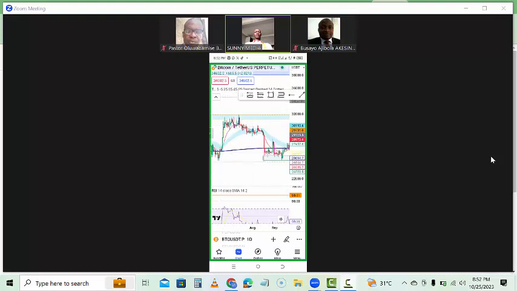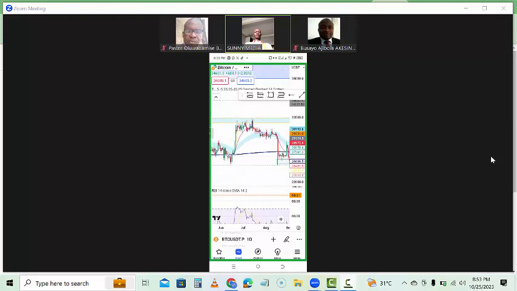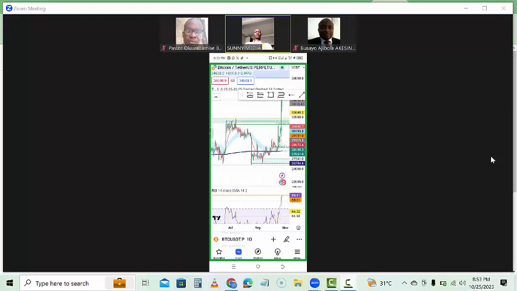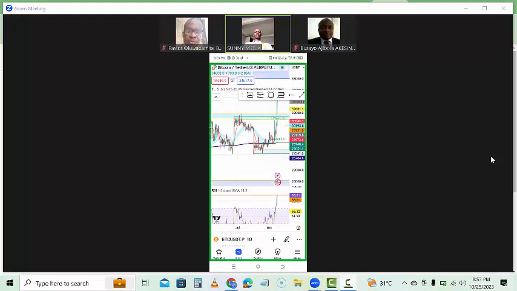The same scenario also happened at this particular zone here before it dropped. At this zone there were a lot of attempts. They finally broke down and then went back to the support zone. Okay, so now let's dive into market structure.